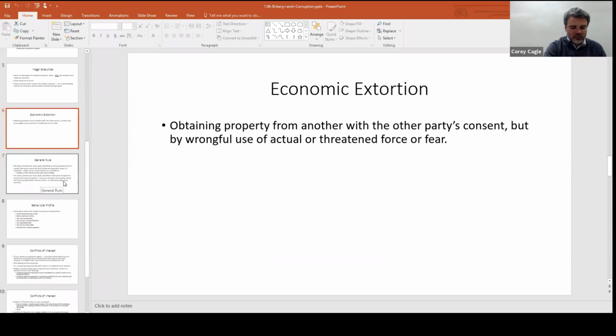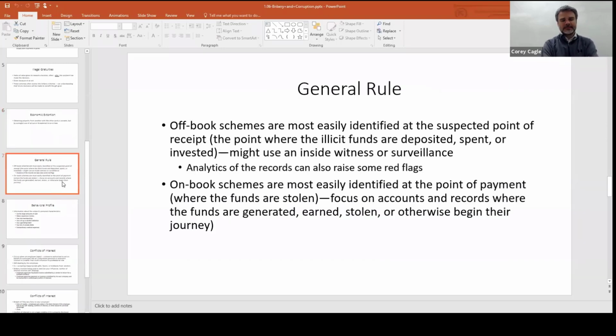So all of those definitions are good test questions, very easy ones, really. And then they just kind of go off into some more broad areas here. Off-book schemes, is kind of what these are, right? They're most easily identified at the point of, this is trickier stuff, where do we identify these types of things? Usually at the point where the funds are deposited, where they're spent. It's hard to uncover these types of things.